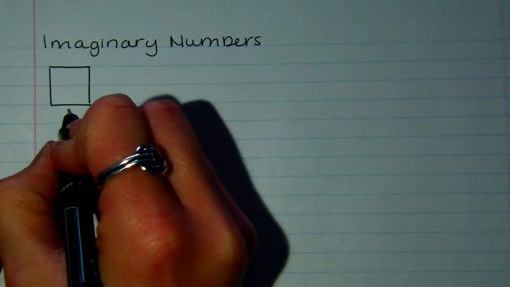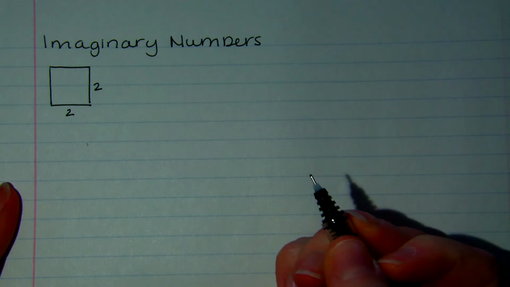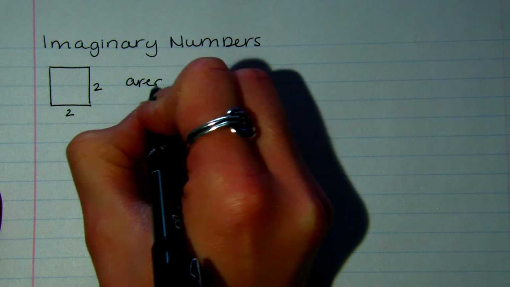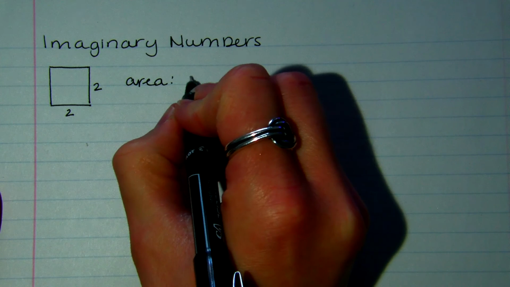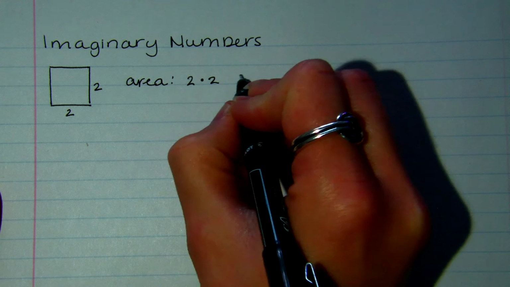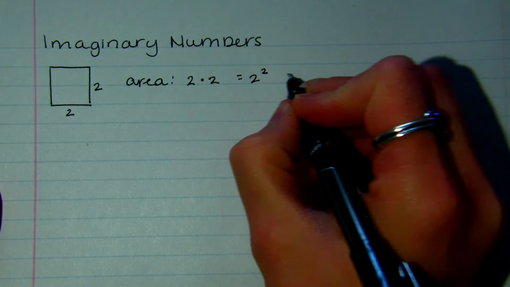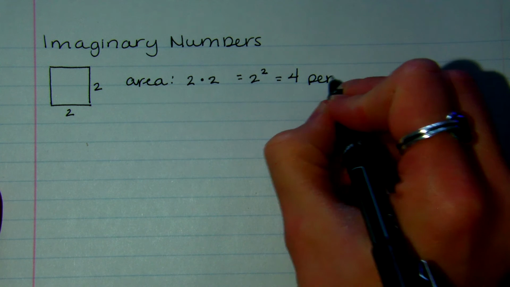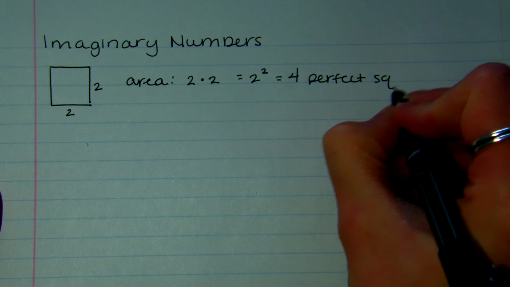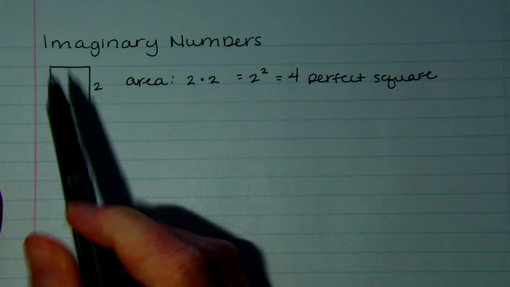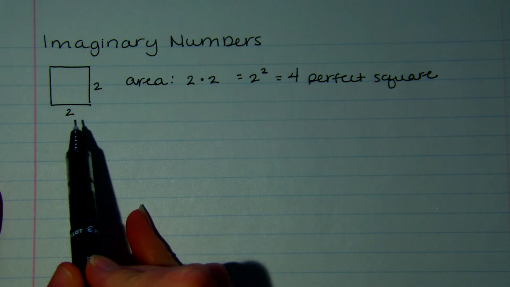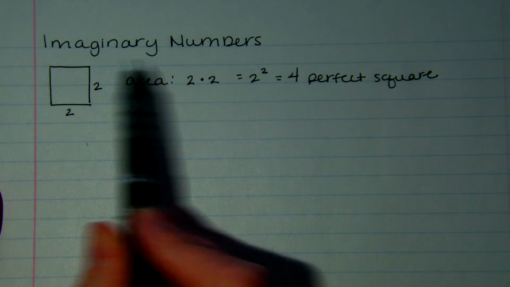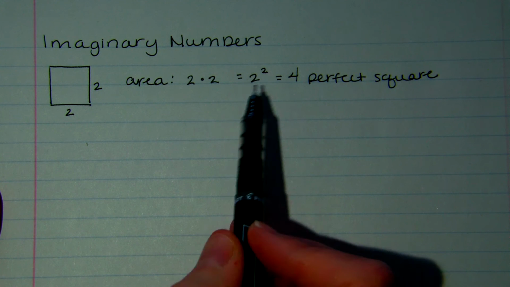So if I have a square with side length 2, then the area of that square is 2 times 2, which is 2 squared, and that's 4. 4 is a perfect square because I took a side length of a nice, pretty whole number and I multiplied it by itself. So 4 is a perfect square.